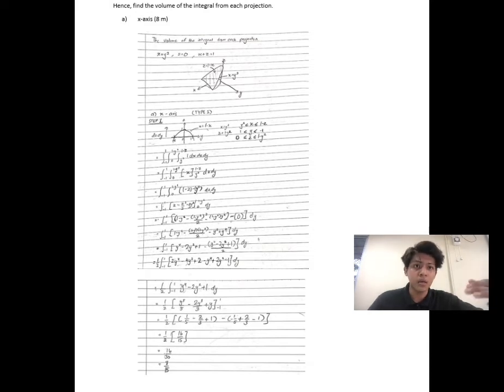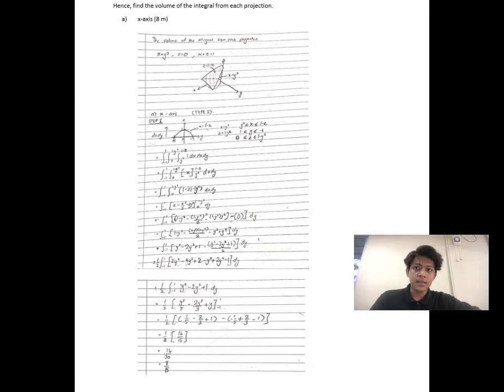Last, we integrate dy, so we get y to the power of 5 over 5 minus 2y to the power of 3 over 3 plus y. We just put in the limits of y. So the answer is 16 over 30. We simplify, and we got 8 over 15.